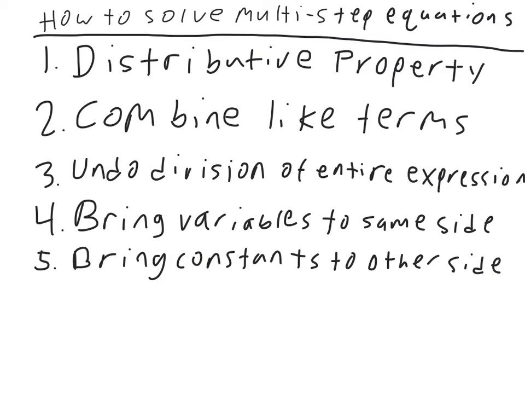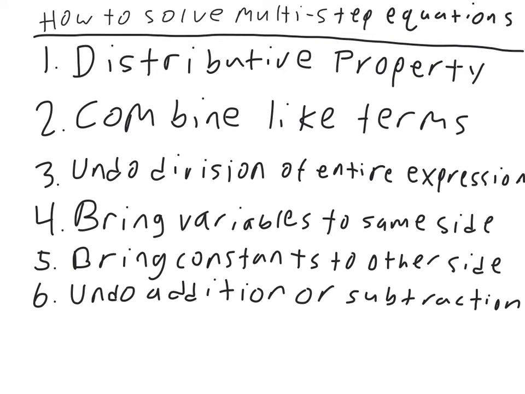Step 5 is to bring the constants to the other side of the equal sign, and again you'll do that by addition or subtraction as well. And if you don't know constants, constants are numbers that are by themselves. 7, 23, -5. They're numbers without variables. So those you would bring to the other side of the equal sign than the variables are.